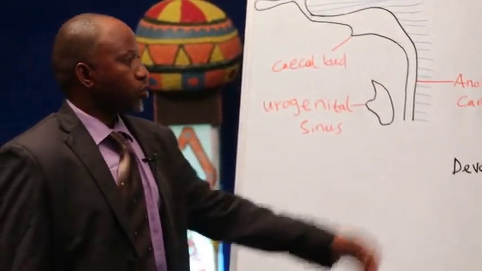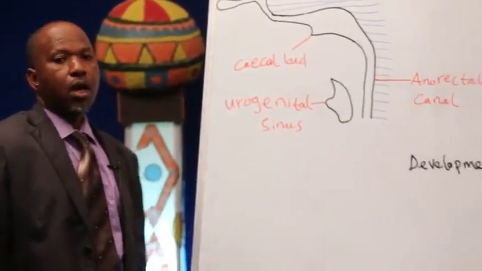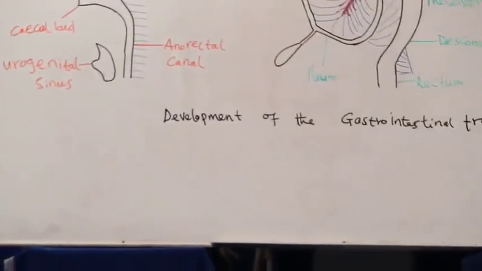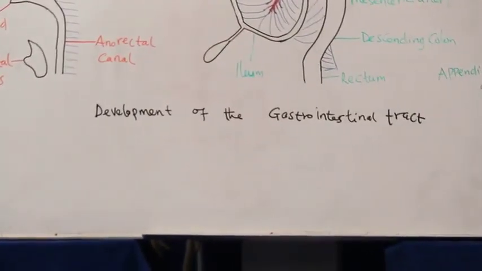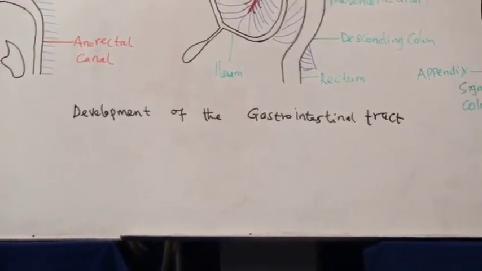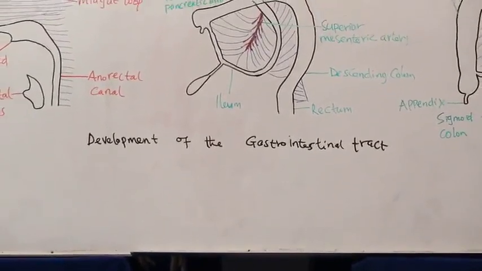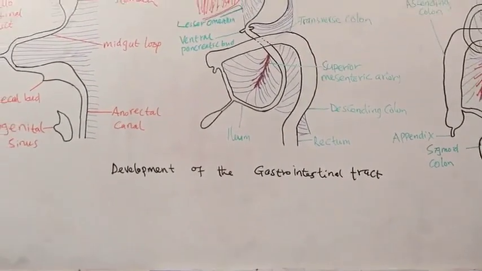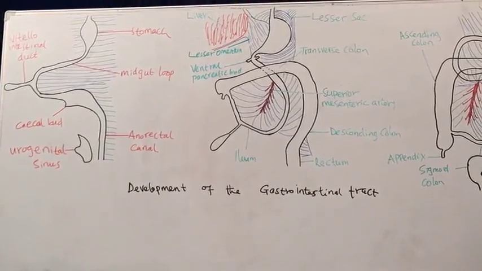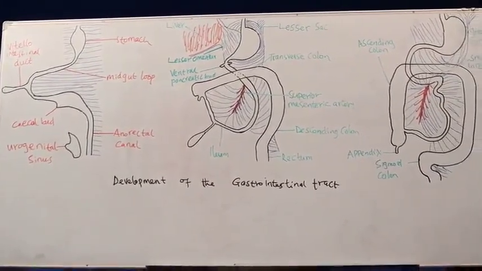Now, our focus for today is the development of the gastrointestinal tract. Having formed the tube that we refer to as the gastrointestinal tract, we need to remember that the tract is divided into 3 parts. The first part, which is the upper part, is called the foregut. The middle portion is called the midgut, and the lower portion is called the hindgut.